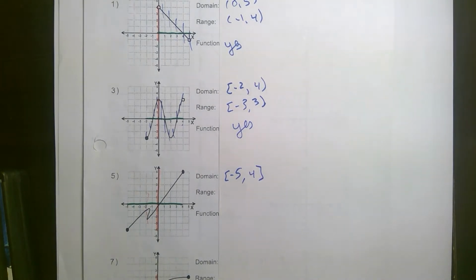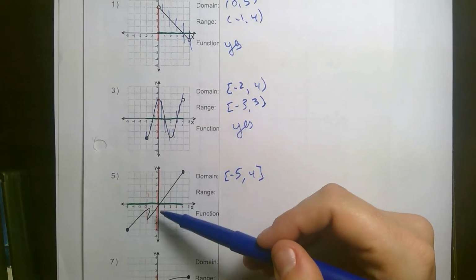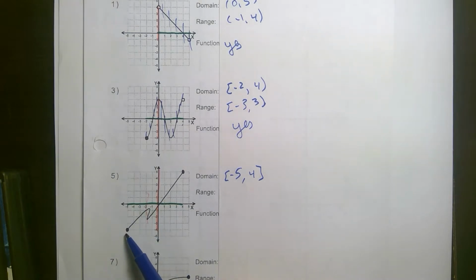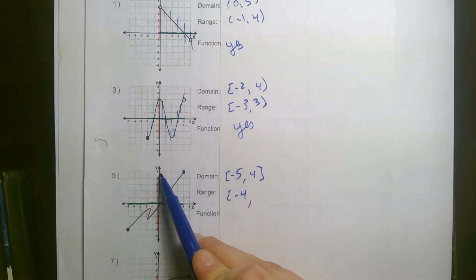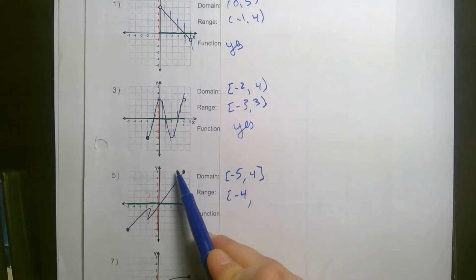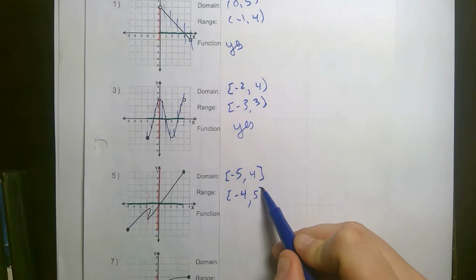As far as the range goes, again, I want to see how far up and down this thing goes. And so the lowest y value that I see is -4 with a closed dot, which is a bracket. And how far up this thing goes is +5. And since it's a closed dot, it is also with a bracket.